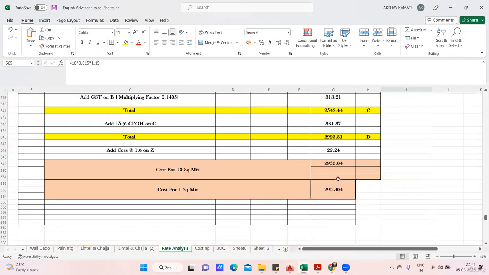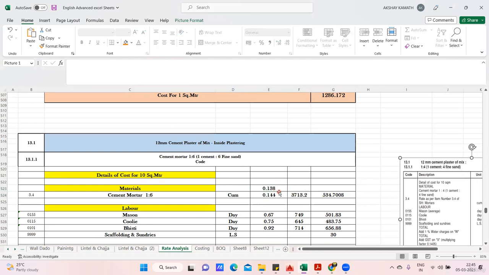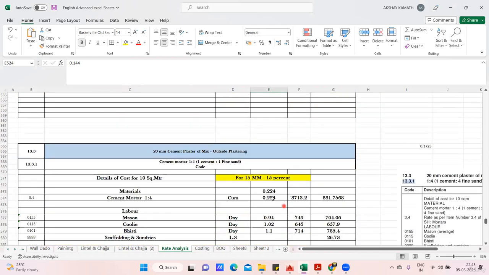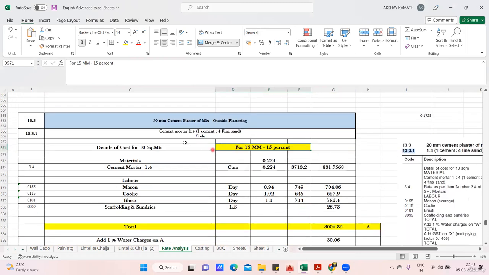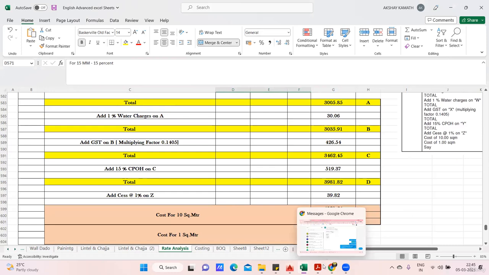Now you just remember, if it is 12 mm plastering, how much wastage did we take? We took 20% wastage if it was a 12 mm plastering. If it is a 15 mm plastering, we took 15% wastage. Two things you remember. Later for 20 mm and 6 mm, I'll explain in the next lecture how much wastage you're supposed to take care of.